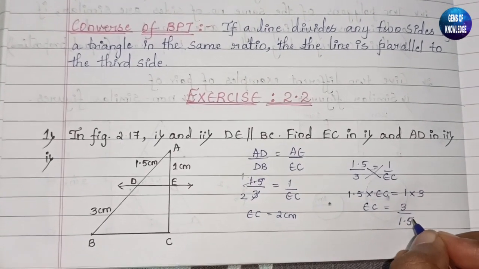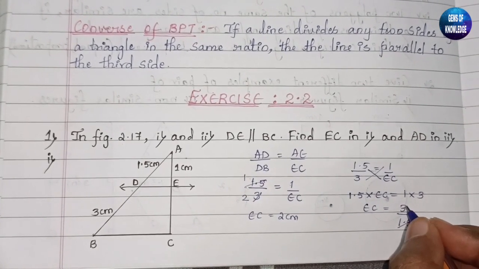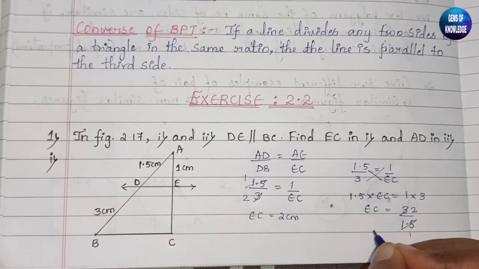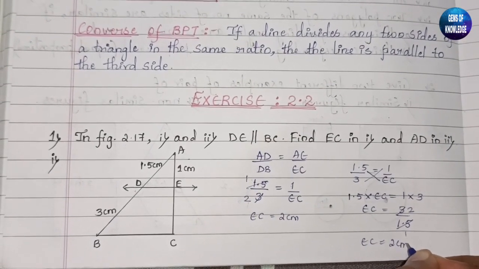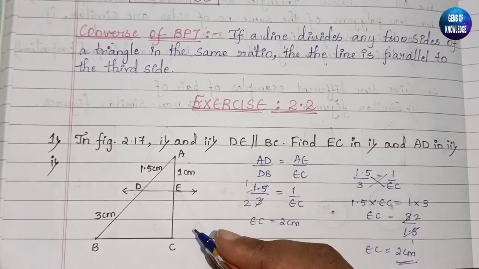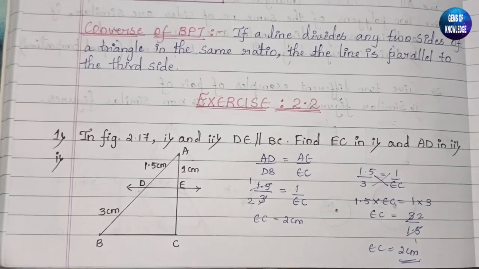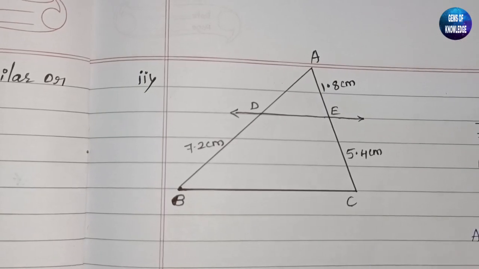Okay, so we know that 1.5 ones are 1.5, and 1.5 twos are 3. So EC is equal to 2 centimeter. Okay, this EC will be equal to 2 centimeter. So let's move to the second part.